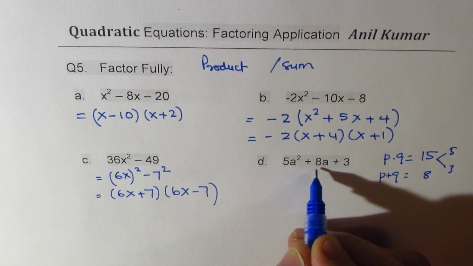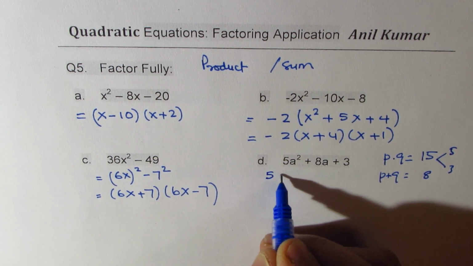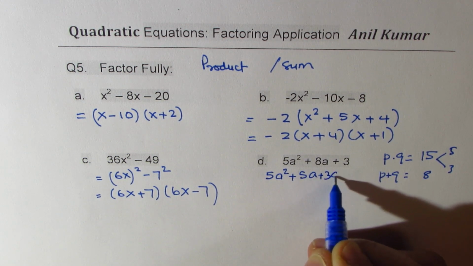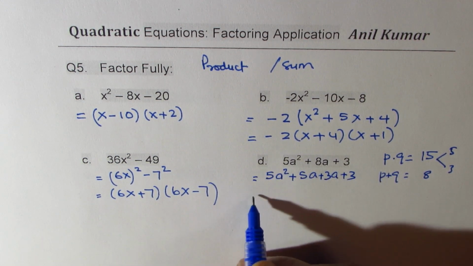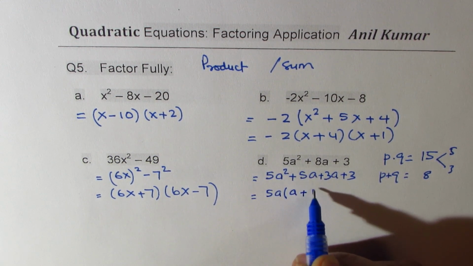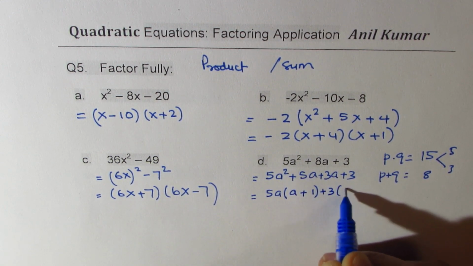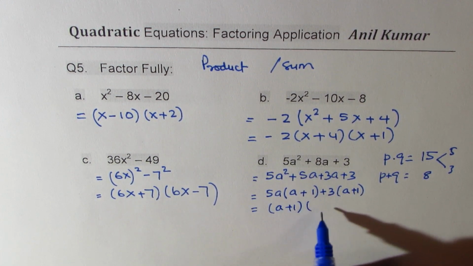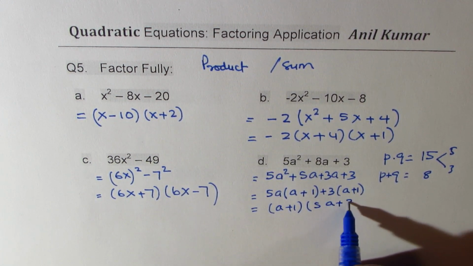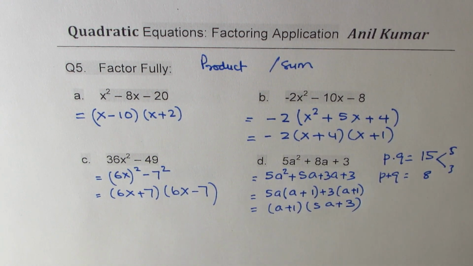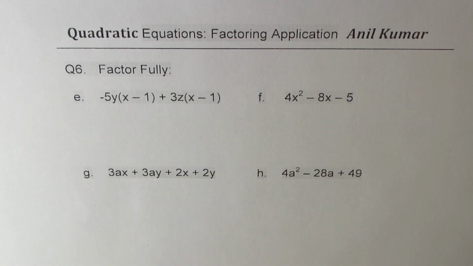So we'll split 8a. We'll write this as 5a squared plus 5a plus 3a plus 3. And that is equal to 5a common. We got a plus 1 plus 3 common, a plus 1. And now a plus 1 is common. We are left with 5a plus 3. So that is the factored form. Perfect. Let's move on to the last question.